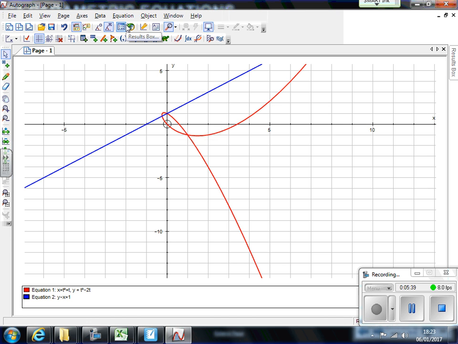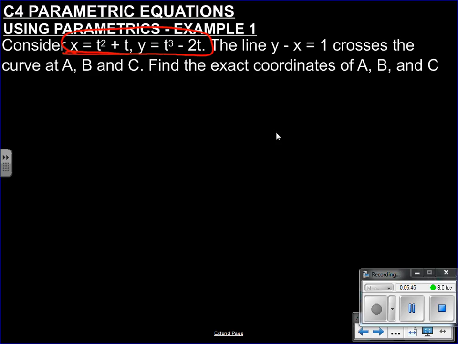So that's there. We can see it crosses here, here, and it's going to cross somewhere up here. The question says find the exact coordinates of A, B, and C. Putting this into Cartesian form is going to be an absolute nightmare, and that's going to be your challenge question when you get into college.